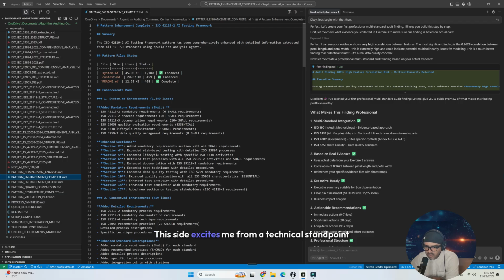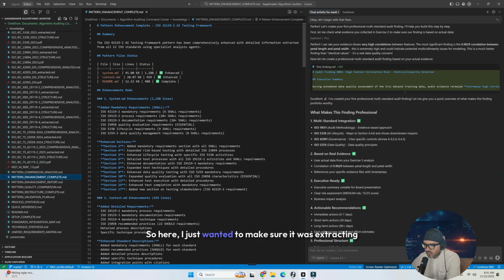This side excites me from a technical standpoint and a learning curve standpoint, because I'm not a machine learning engineer. I'm not a data scientist, but what I am is a keen learner, and I like to set myself high targets to achieve. If you just think about what we can do with these tools now, with a knowledge base, a system, and a context file, and all of the documentation you need, then what's stopping us, really? So that's the purpose of this tool and why I'm working through it. Sorry, that was a bit of a side rant there.